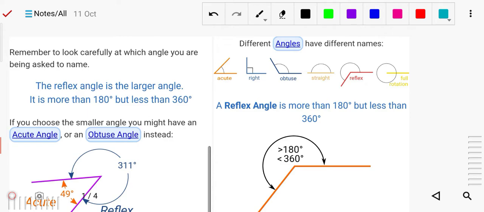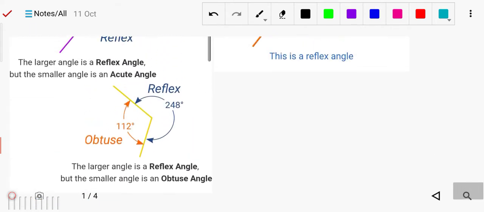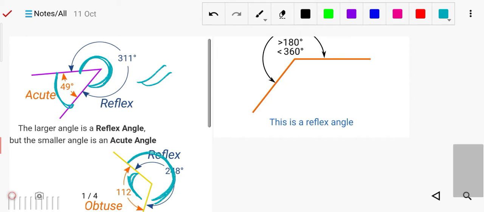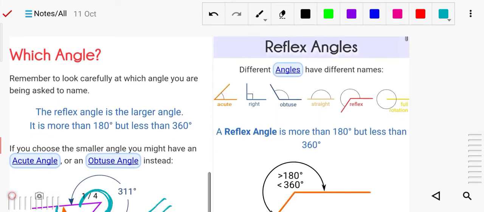It is more than 180 but less than 360. Its angle will be more than 180 but less than 360. This angle is called the reflex angle. Here it can be an acute angle or it can be obtuse also, but this outer angle is called the reflex angle, and its value will always be greater than 180 but less than 360. So this is called the reflex angle.